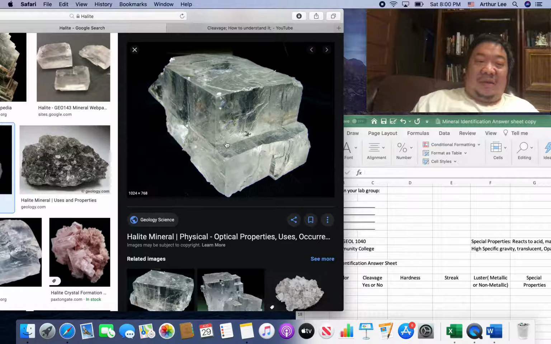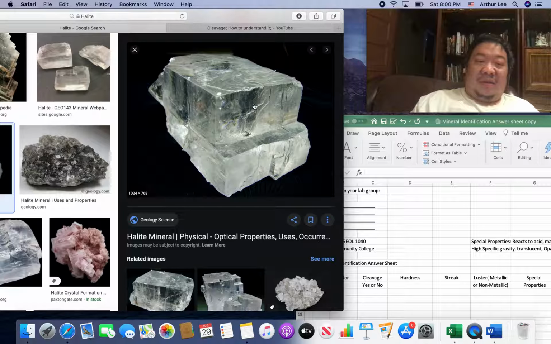Does it have good cleavage? Does it break off in flat planes? Excellent cleavage. Look at that cleavage here. This way, and this way. So it's going to break off in cubes. It has three directions of cleavage. You can see it breaks off in cubes. Three directions of cleavage. It's opaque.